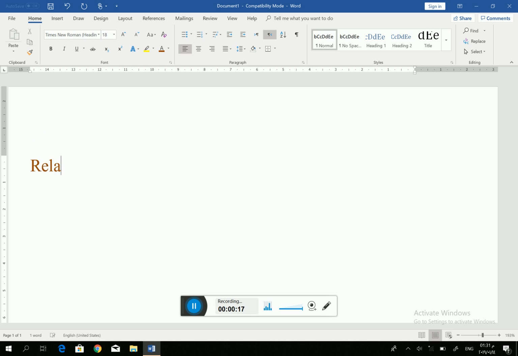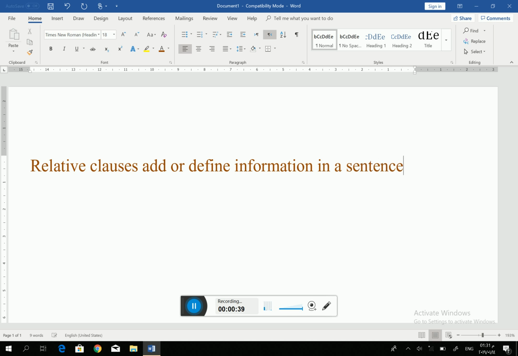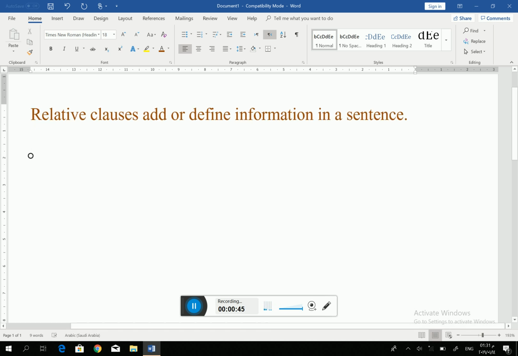Relative clauses add or define information in a sentence. So, if you want to define information in a sentence, if you want to add some information in a sentence, you can use relative clauses. But what are the words used in relative clauses? We are going to learn about 4 words that are used to define or to add information in a sentence.